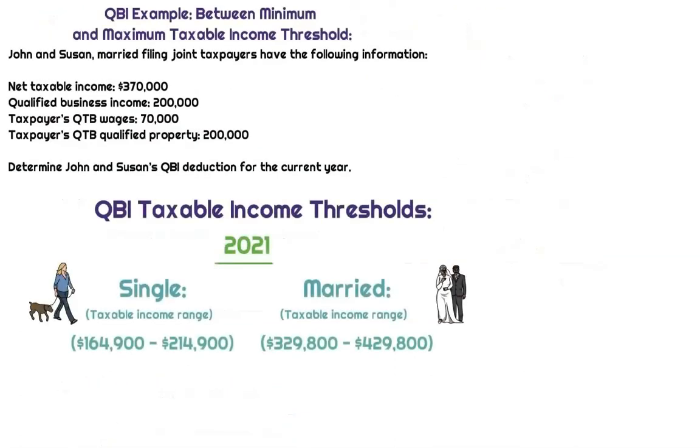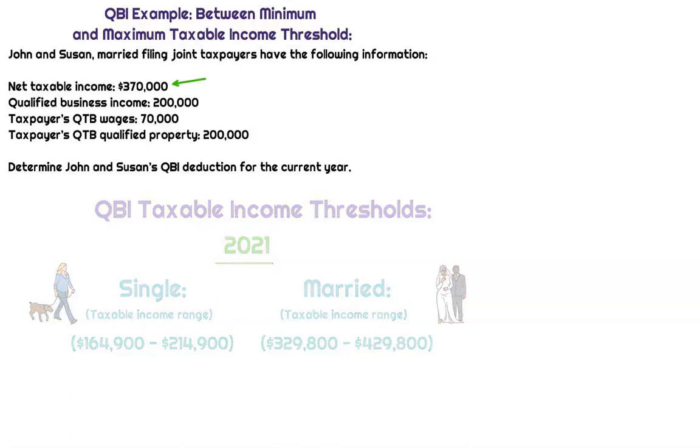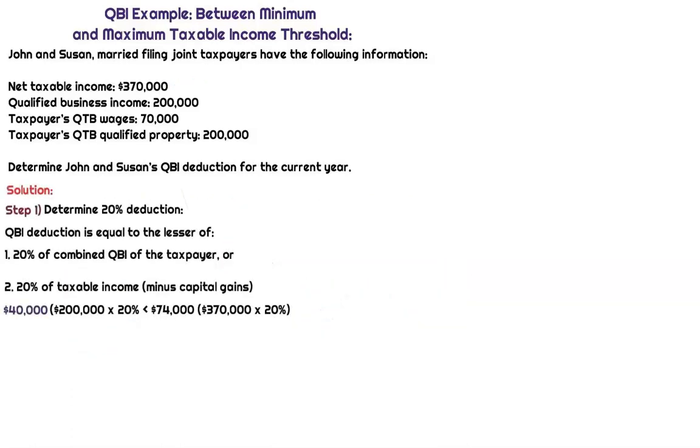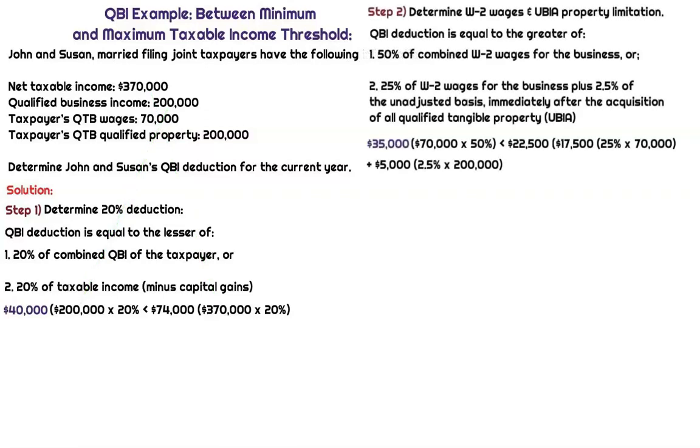We have a similar scenario, but only now our taxable income amount falls within our range. Assuming these taxpayers are married, we also don't see any capital gain. So step 1 becomes very straightforward. We're taking 20% of 370,000 and comparing it to 20% of 200,000, so the lesser of the two remains the same. Step 2, we determine the greater of 50% of W-2 wages or 25% of W-2 wages plus 2.5% of tangible property. Same result here. Nothing is changing. We're limiting this once again to 35,000.